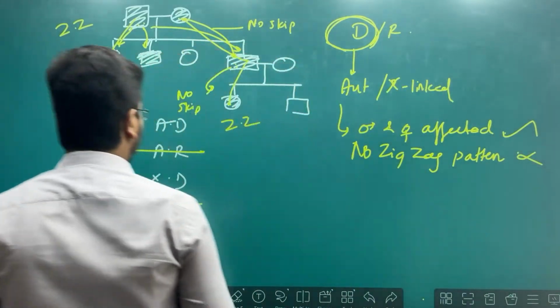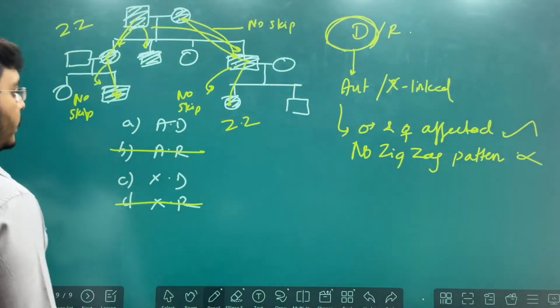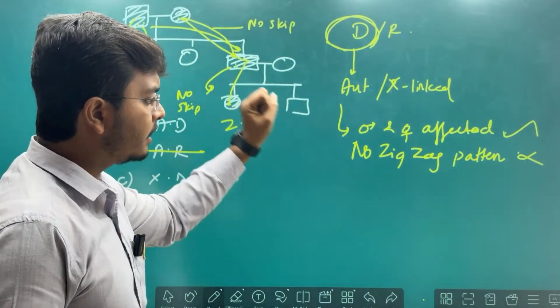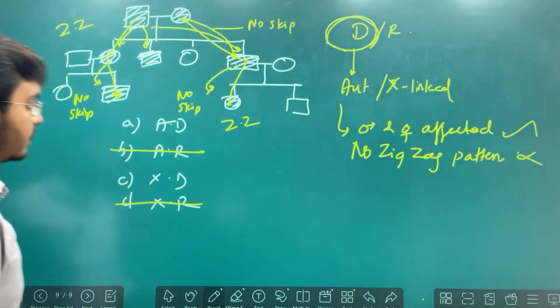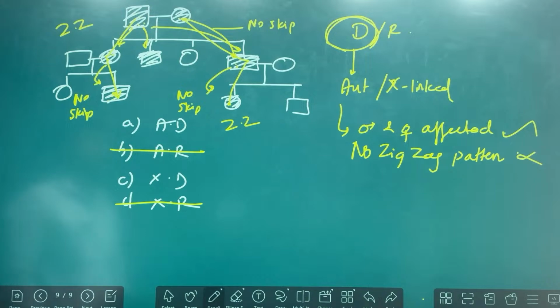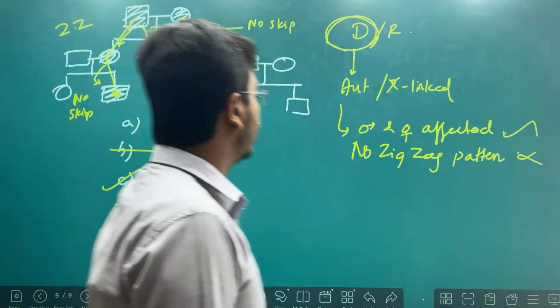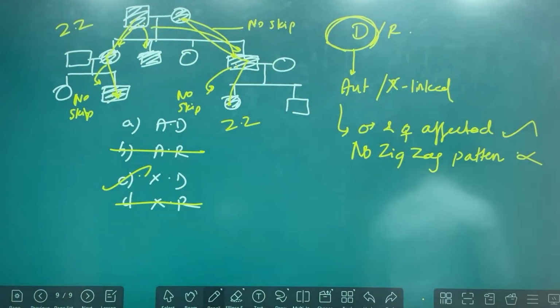Then what is the answer? Both males and females are affected, and a zigzag pattern is there. So what is the answer? Autosomal dominant or X-linked dominant? The answer is X-linked dominant. I hope this one is clear.